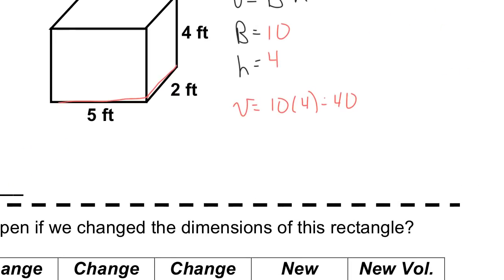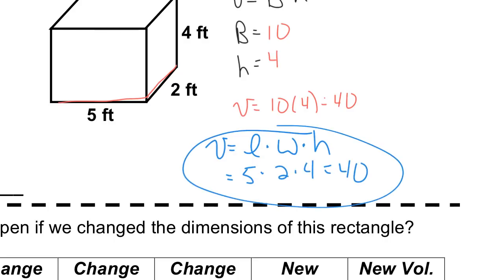Now, we can find volume the old way as well. I'm going to change to blue. If you remember, it was length times width times height. Now, in our case, that's 5 times 2 times 4, which is also 40. Now, we're going to use this way for today just because it makes things move a little quicker, and then you can kind of see what the dimension changes are.